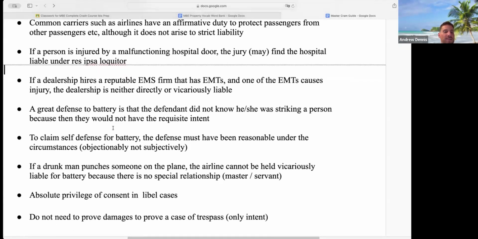A great defense to battery is that the defendant did not know he or she was striking a person, because then they would not have the requisite intent. This one's tested a lot.